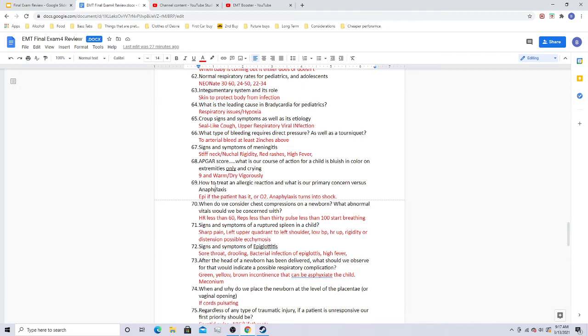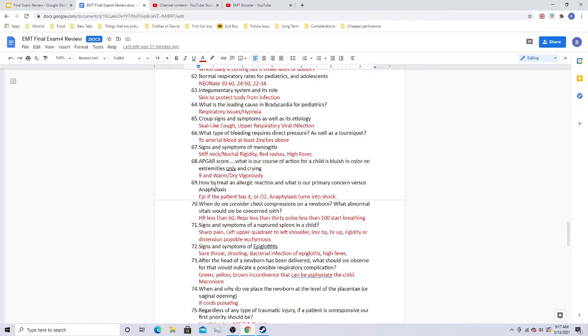When do we consider chest compressions in a newborn? What is the normal heart or the normal vitals, and what should we be concerned with? Sorry. Heart rate less than 60 will result in CPR. Respirations less than 30, pulse less than 100, start giving BVM.